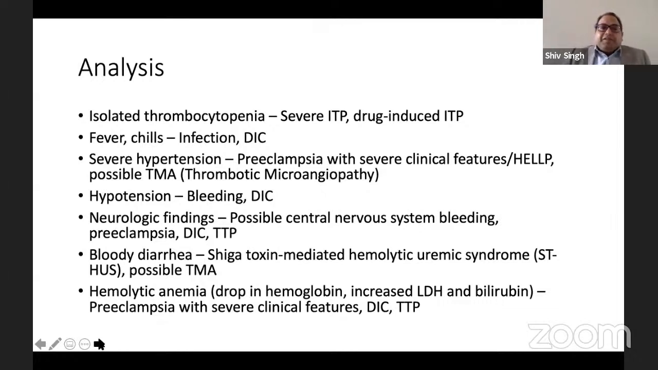Are there any signs of neurological findings? Then look for possible central nervous system bleeding, preeclampsia, DIC, or TTP. If the patient has got bloody diarrhea, then look for Shiga toxin mediated hemolytic uremic syndrome. This is very rare, STHUS, and possible thrombotic microangiopathy. If there is hemolytic anemia, you will see drop in hemoglobin. There'll be rise in LDH and bilirubin. Okay. These could be signs of preeclampsia with severe clinical features, DIC, or TTP.